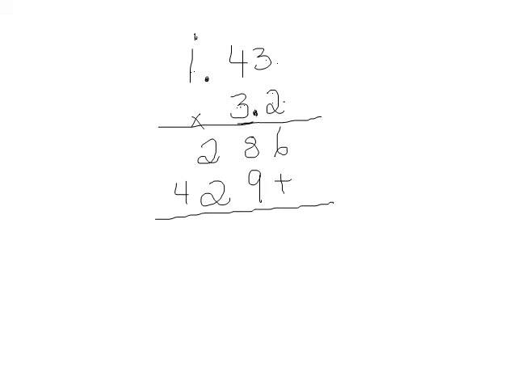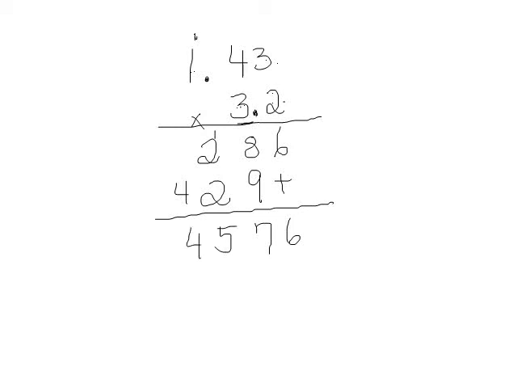Now we can go ahead and add them up. 6 plus nothing is 6. 8 plus 9 is 17. Up goes a 1. 1 plus 2 is 3, plus 2 is 5. Okay, and then we have the 4.